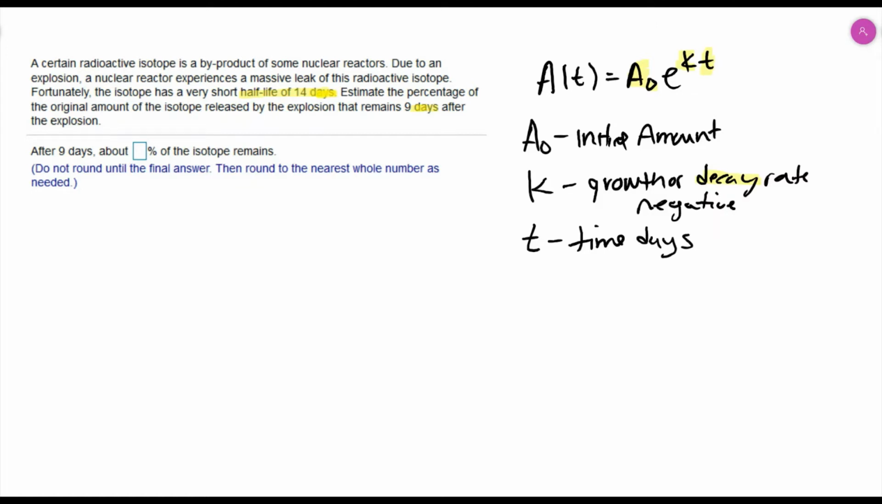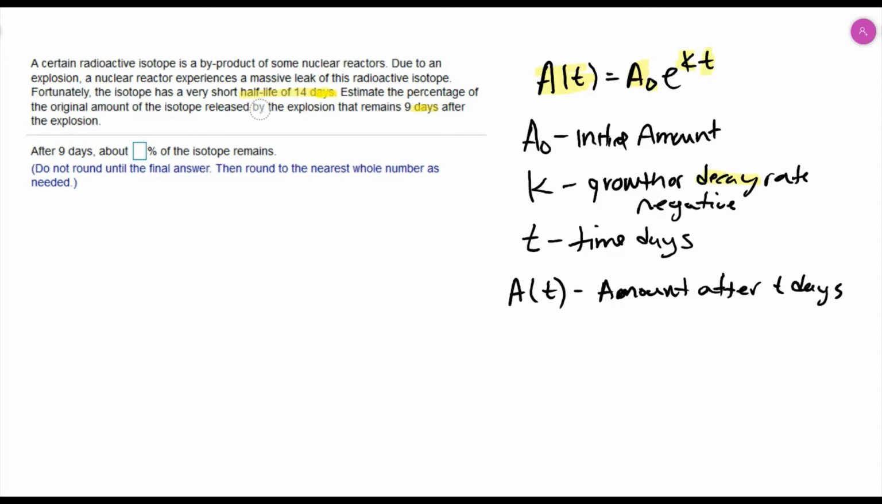And then our A of t is our ending amount of this isotope. A of t is the amount after t days. Okay, so now that I think you're a little bit more comfortable with the formula, this question really needs to be done in two parts.